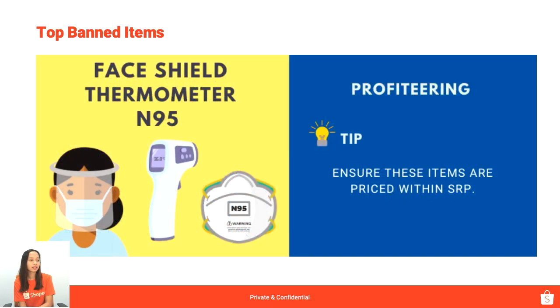Next is face shield, thermometer, and N95. Ito yung mga items na hindi sila prohibited pero nagiging causes for profiteering. So, since mataas yung demand natin for these items, meron tayong mga nahuhuling sellers na ina-abuse yung demand for this, tinataasan nila yung products. So, if you plan on selling these kinds of items, go lang po, do so because we need this. But, wag nating itataas masyado yung presyo na mas mataas na masyado dun sa sale retail price kasi baka ma-flag tayo for profiteering.